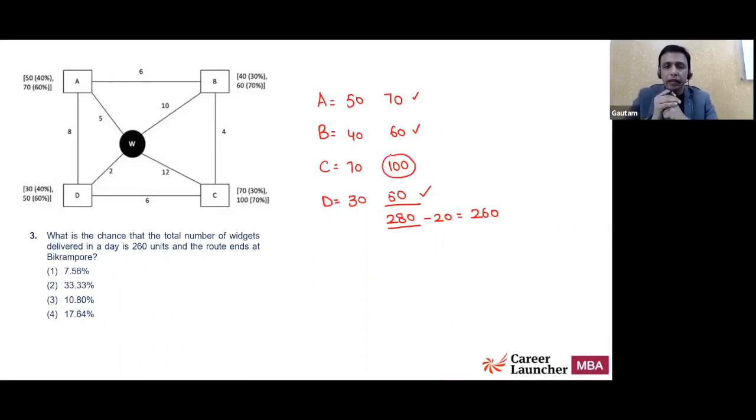Fine. The second important condition is the route must end up at Bikrampur. That means Bikrampur must have the minimum of all. So had I chosen 60 here, D would have a lesser demand.